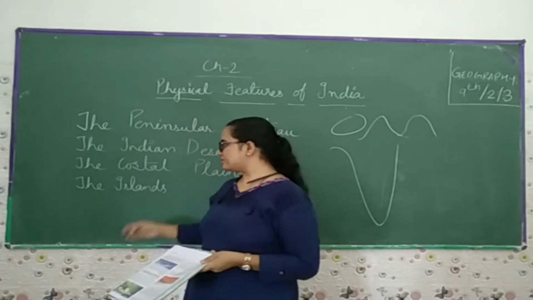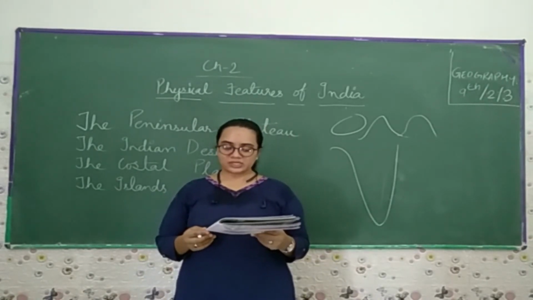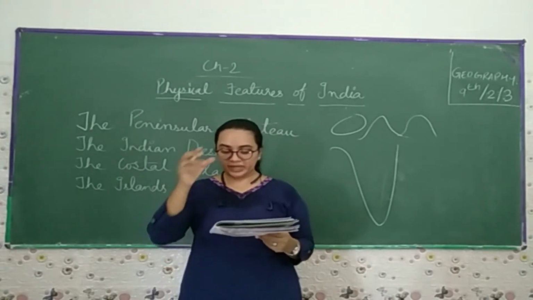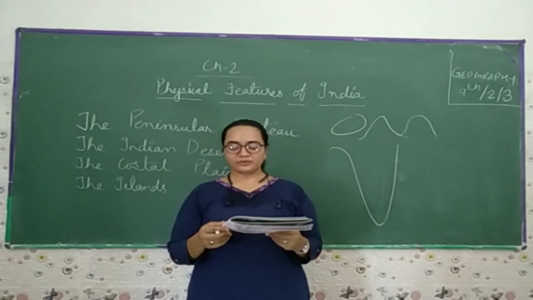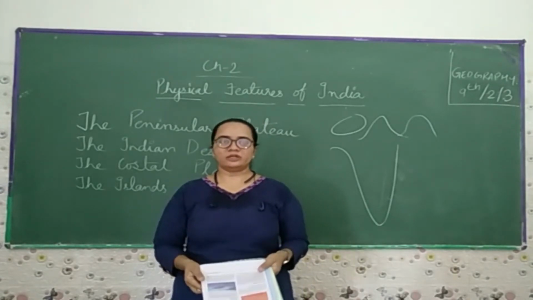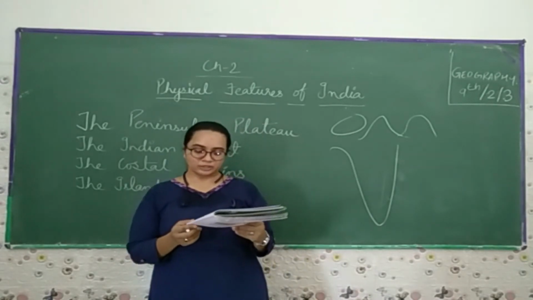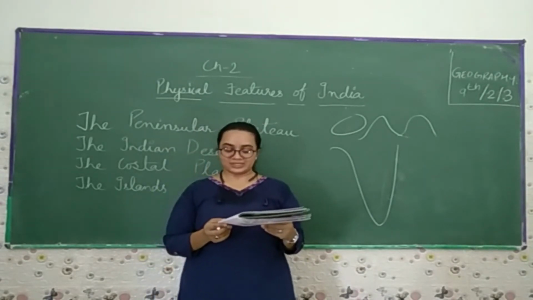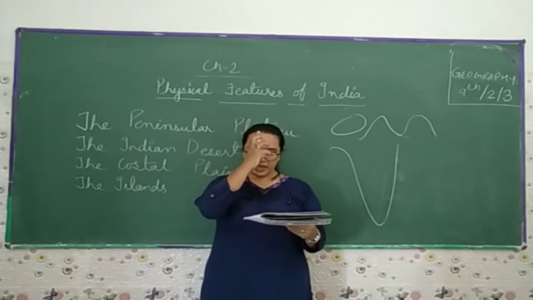Now come towards the last topic of this chapter, that is the islands. You have already seen that India has a vast mainland. Besides this, the country has two groups of islands. Can you identify these island groups? Yes, we can easily identify them: Lakshadweep and the Andaman and Nicobar. Look at the Lakshadweep island group lying close to the Malabar coast, that is Kerala. This group of islands is composed of small coral islands.